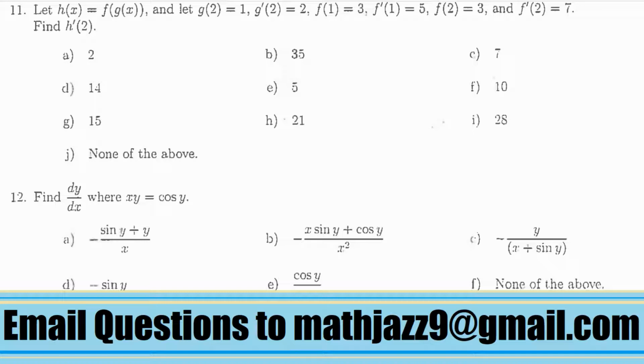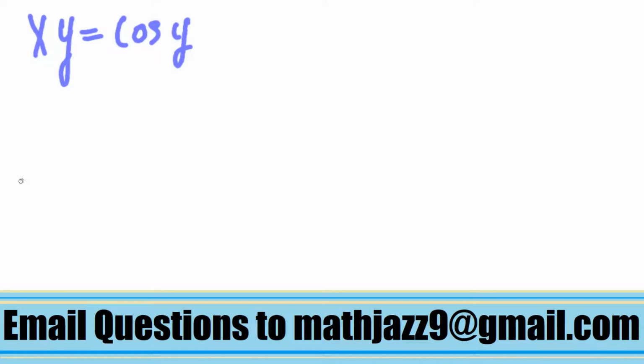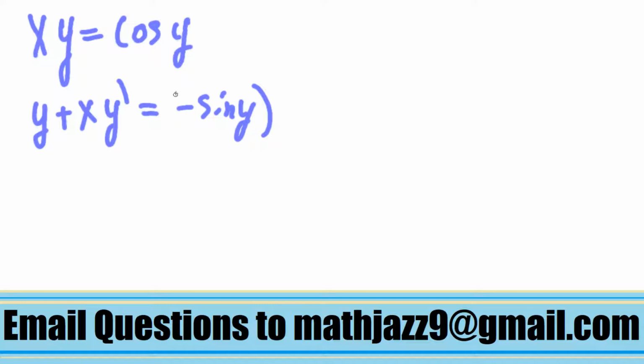Okay, so the next question, we want to find dy dx for xy equals cosine of y. We want to find dy dx. So we're going to take the derivative of both sides. We get derivative of the first times the second plus the first times the derivative of the second equals negative sine y prime. Use the chain rule because we're taking the derivative with respect to x, but the variable is a y, so we have to put in our y prime.